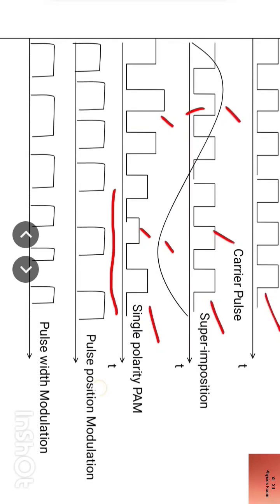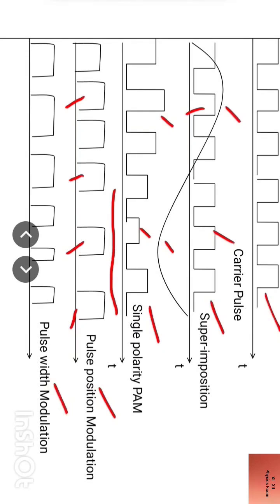Now here in this part it is pulse position modulation, where you can see the position of the pulse is changed. Here you see this position of the pulse is changed. Here the position of the pulse is changed. Again here the position of the pulse is changed, and again here. The pulses are displaced from their original position.